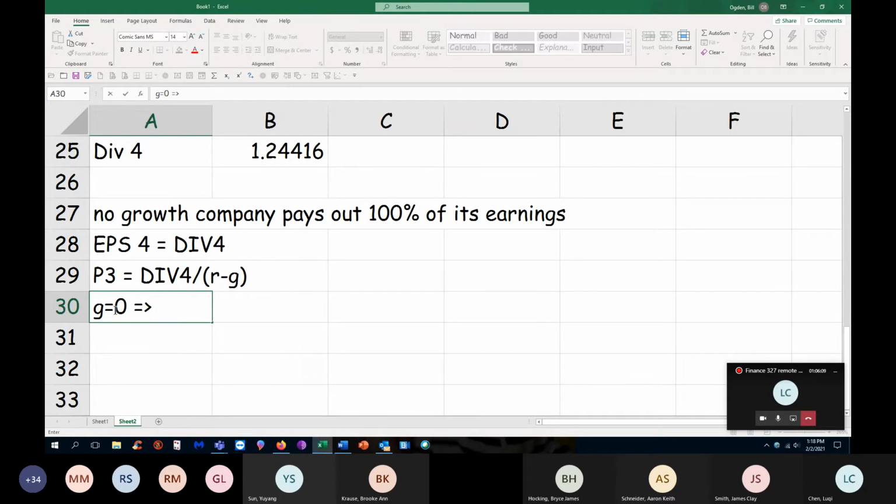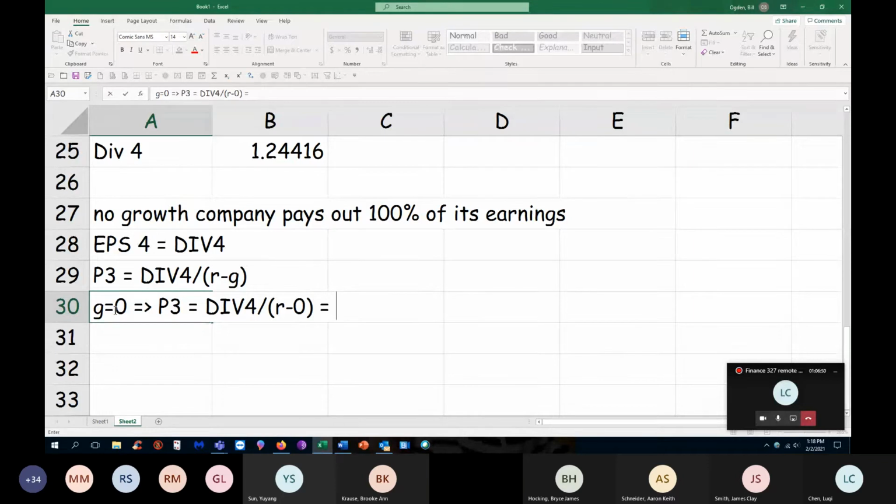What do we get from this? This implies then that P3 will equal dividend 4, forgive me, divided by R minus 0. Okay, and we'll just save a step here.